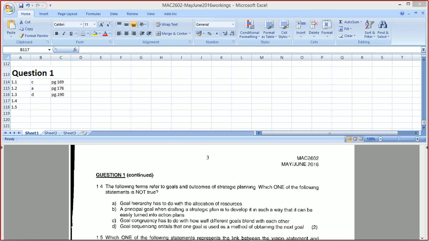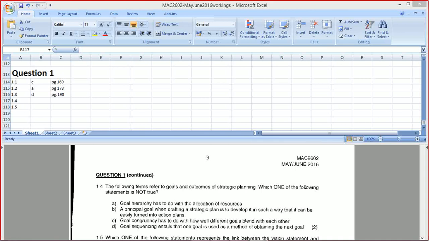It's not really looking at allocation of resources, because if we think about it, it refers to goals and outcomes of strategic planning. Strategic planning, goals and outcomes. If I'm planning, then I want goals with the allocation. Okay, maybe, because if you're allocating resources, depending on what your goals are, then you would probably allocate resources differently. So, possible. Let's read the others.